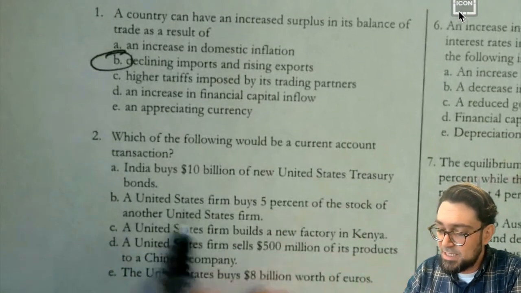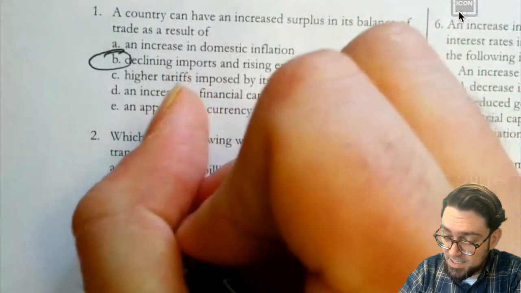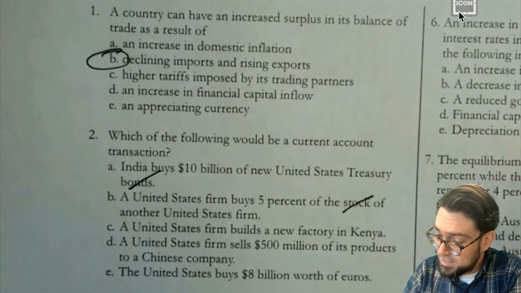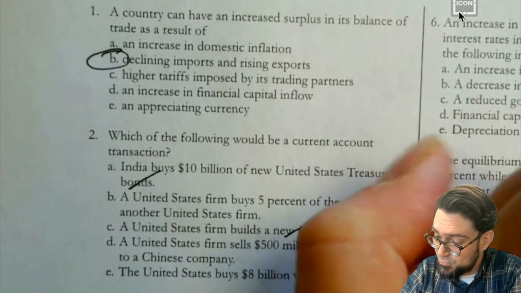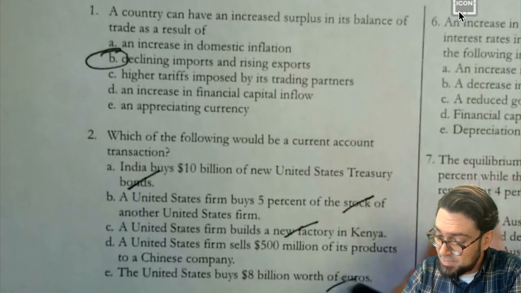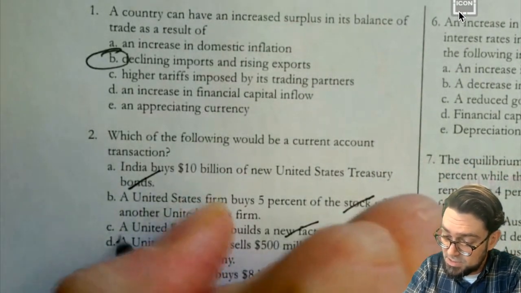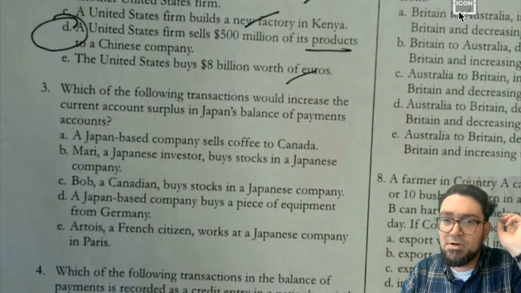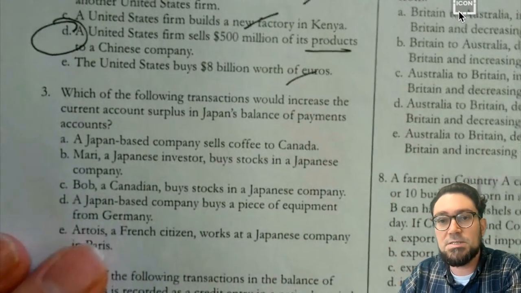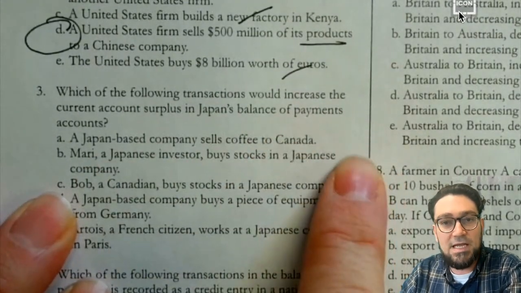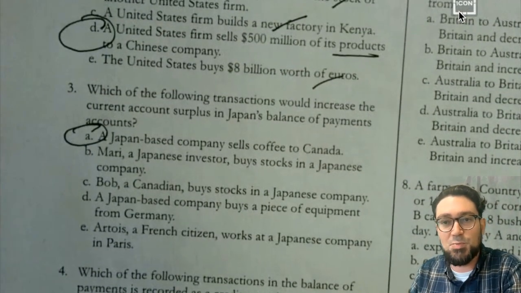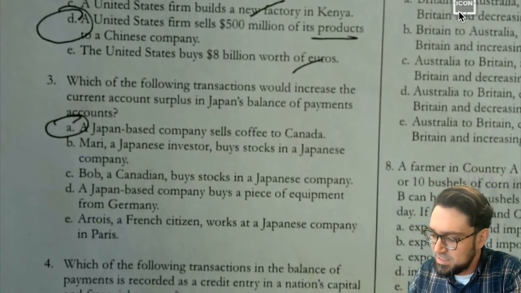Which of the following would be a current account transaction? Not about bonds, not about stock, not about new real estate, not about buying money. It's about products. And so D is going to be the correct answer on that one. Number three, which of the following would increase the current account surplus in Japan's balance of payments accounts? Japanese company sells coffee to Canada. That would do it. So that's greater net exports for Japan, and so that would increase the current account surplus.